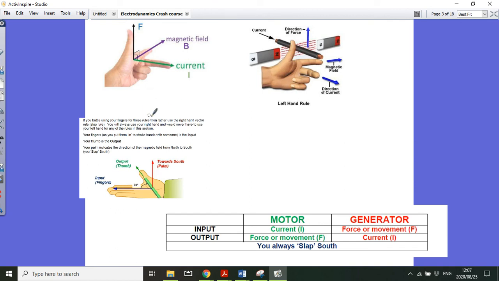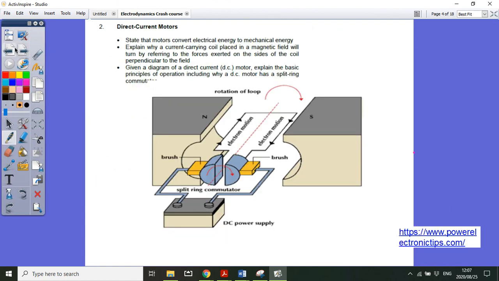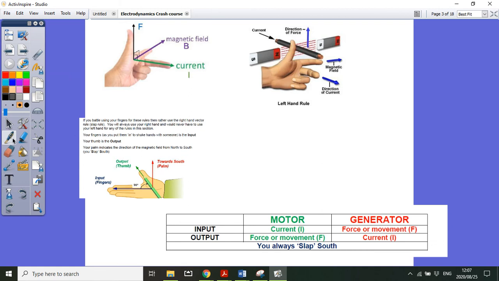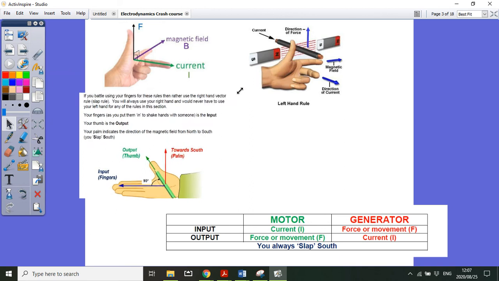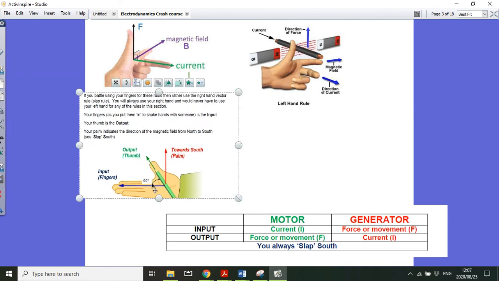If you get confused with this, I like what I call the slap rule. It's called the right-hand vector rule. It allows you to use your right hand for every single one of these laws. What you can do is use your right hand, and your palm will always face south. So I say you have to slap south.